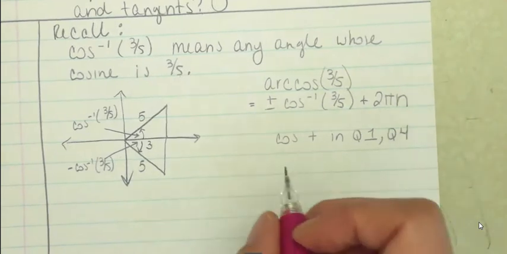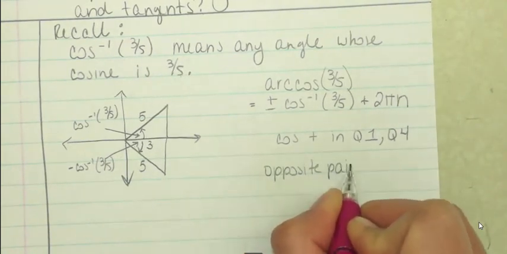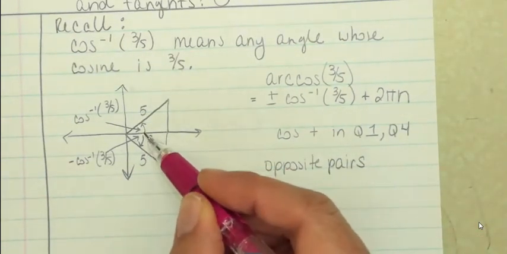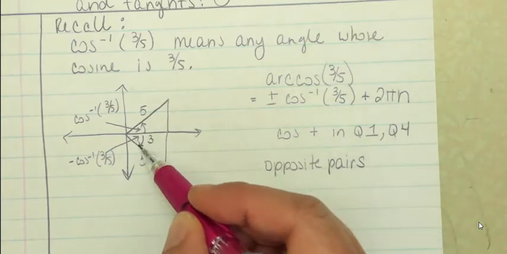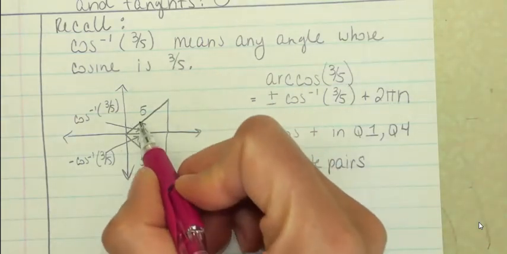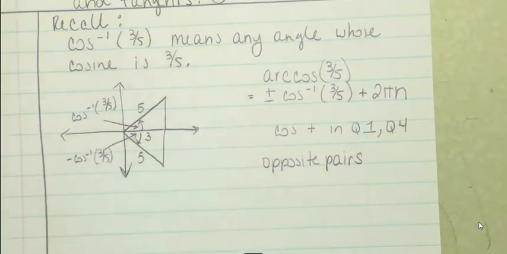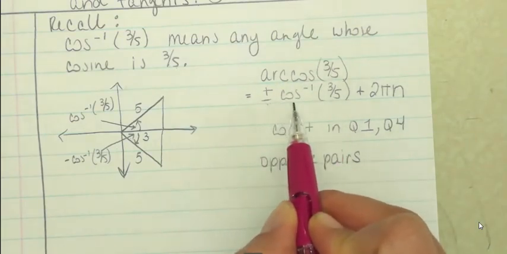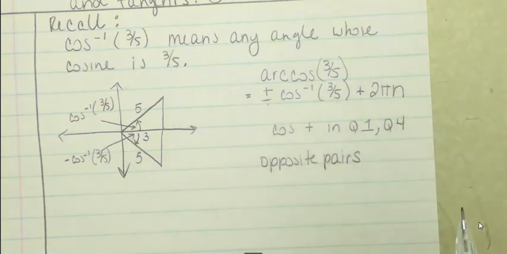So we call the cosine function opposite pairs. Because basically you can see that we have the positive angle and we have the negative angle that creates both of these cosine ratios, giving us the fact that arccosine is always the positive or negative cosine inverse of whatever our ratio of sides is, plus however many revolutions we want.